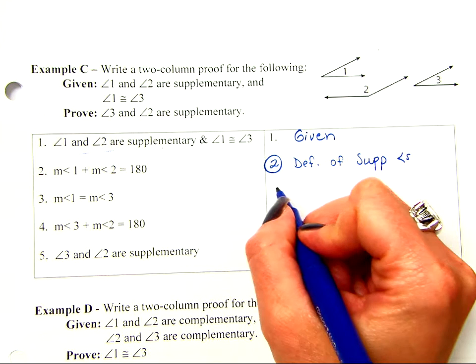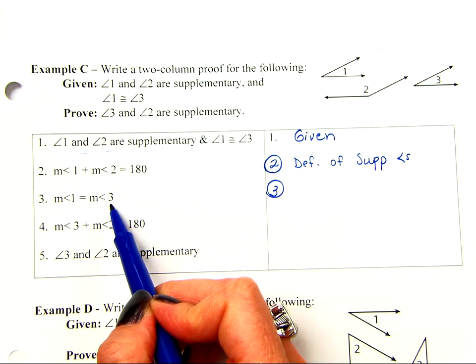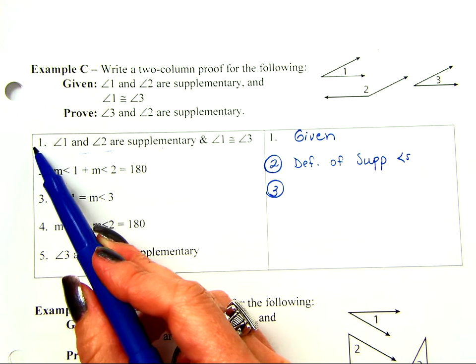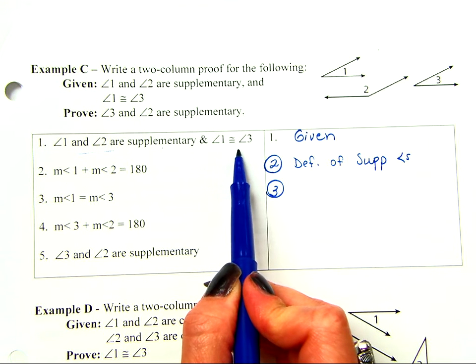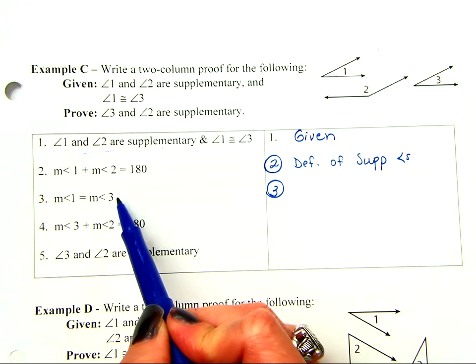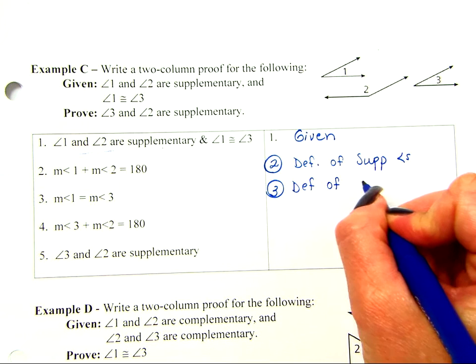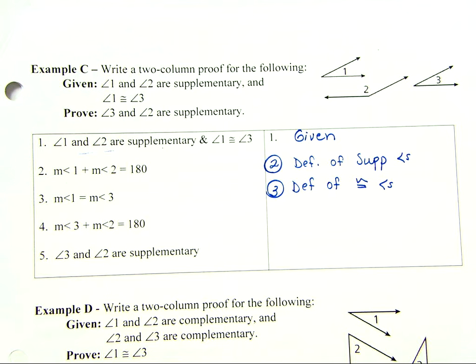Now, my step number 3, the measure of angle 1 equals the measure of angle 3. It doesn't really look like it comes from step 2, so I'm going to jump up 1. And I see, well, one of my givens was that they were congruent. If angle 1 and angle 3 are congruent, then they have the same measure. That would be by the definition of congruent angles, or sometimes just stated as the definition of congruence.